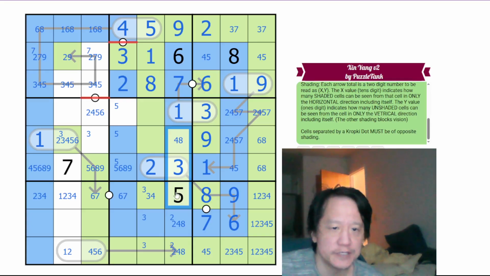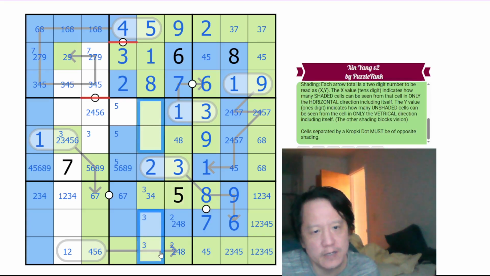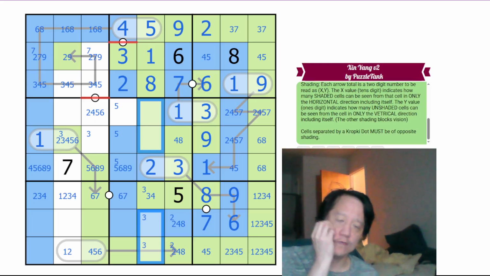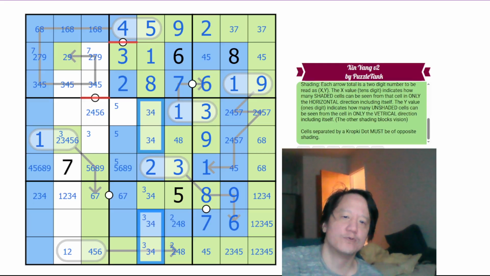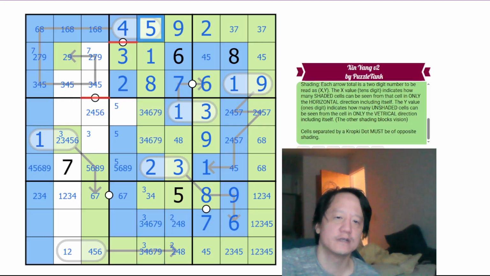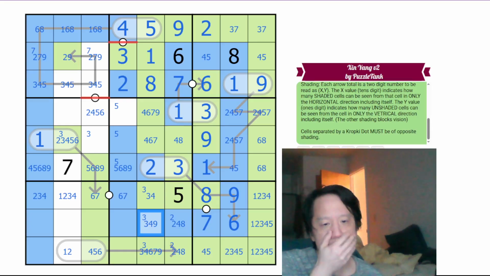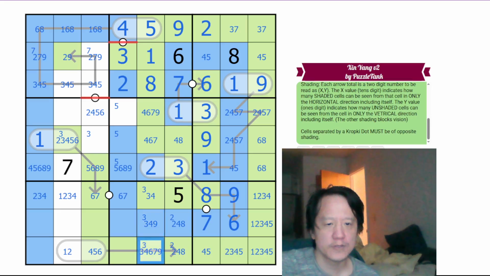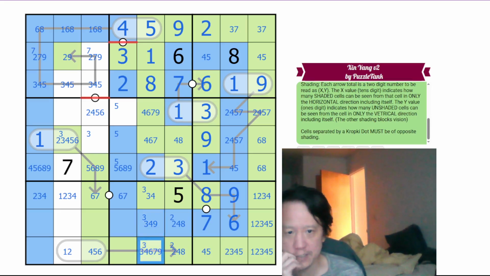Okay. Remaining digits of column 5. We have 3, 4, 6, 7, 9. No 3 here because of 3 in the box. No 9 here because of 9 in the row. No 6, 7 here because of 6, 7 in the row. And that's pretty much it.